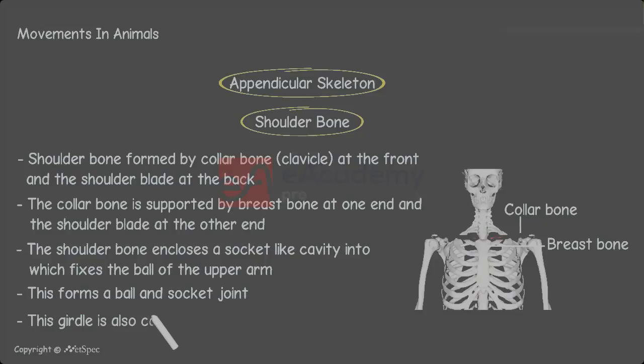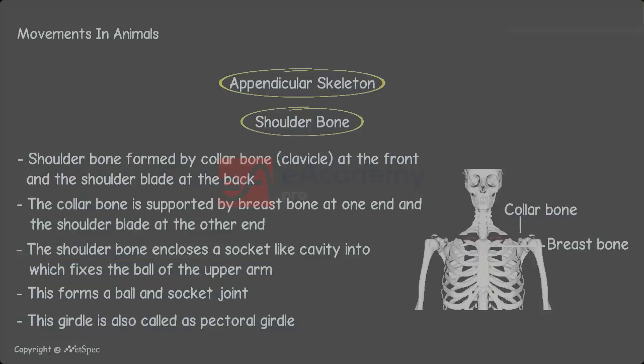The shoulder bone is formed by the collarbone at the front. The collarbone is also called the clavicle, and the shoulder blade is at the back. The collarbone is supported by the breastbone at one end and on the other side by the shoulder blade. The shoulder bone encloses the socket-like cavity into which the ball of the upper arm fixes.